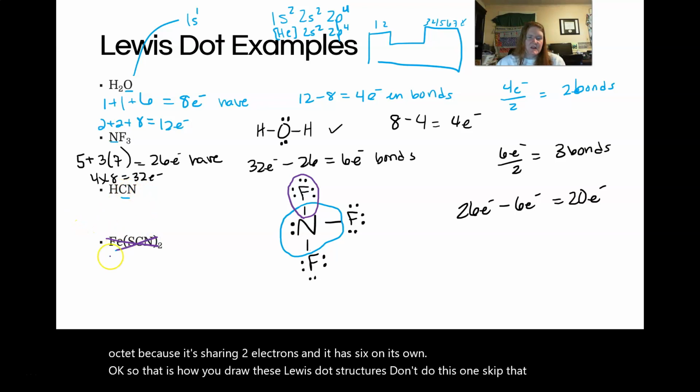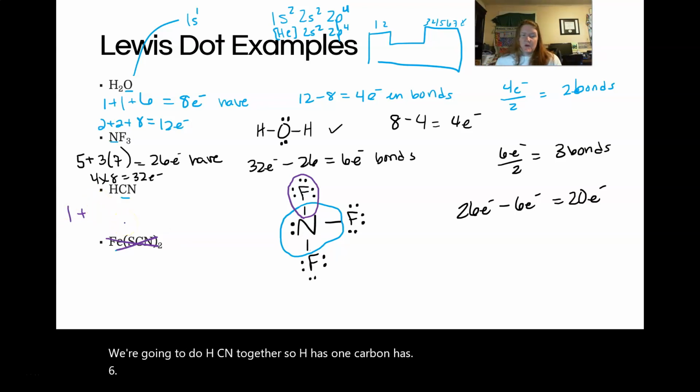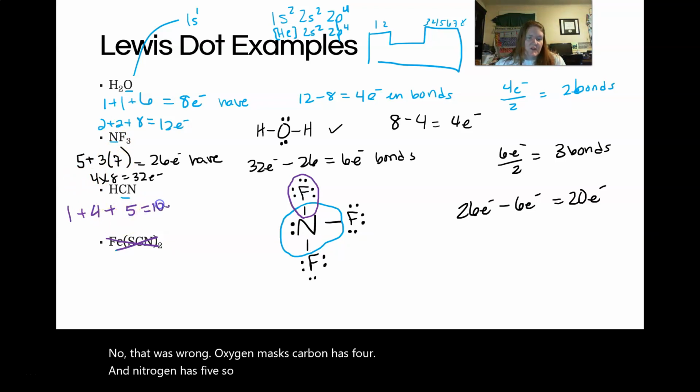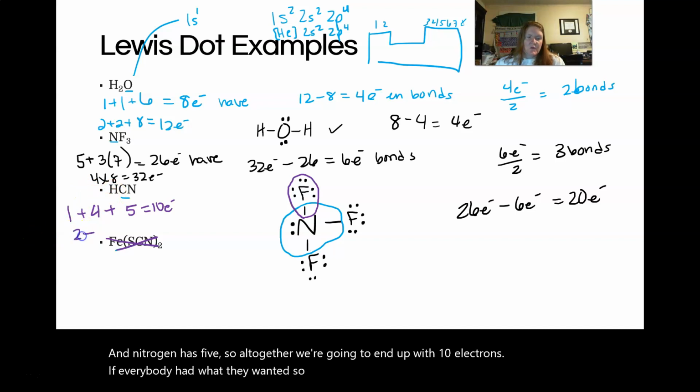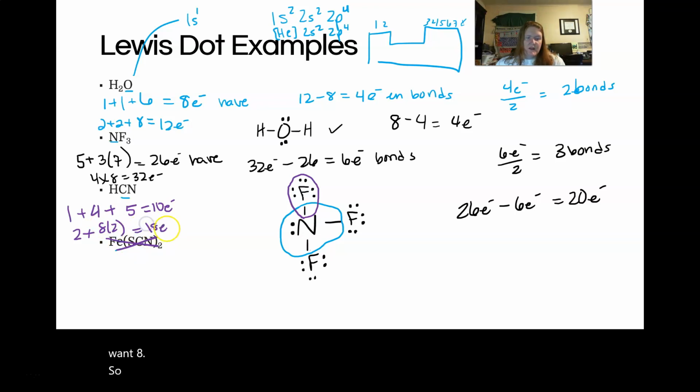We're going to do HCN together. So H has 1, carbon has 4, and nitrogen has 5. So all together, we're going to end up with 10 electrons. If everybody had what they wanted, so hydrogen wants 2, and carbon and nitrogen both want 8, then we would have 18 electrons to play with.